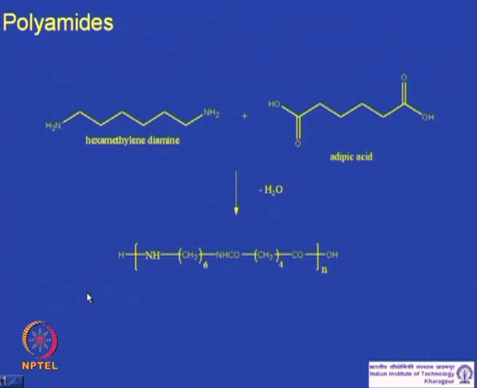We will move to the next class of step polymers, polyamides, and this is the linear polyamidation reaction. This is an aliphatic diamine with an aliphatic diacid. You can directly undergo reaction to form linear polyamides, and this is known as nylon 6,6, a very common polymer starting from hexamethylene diamine and adipic acid.